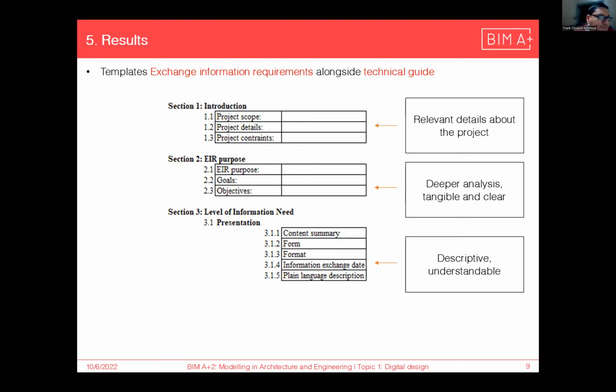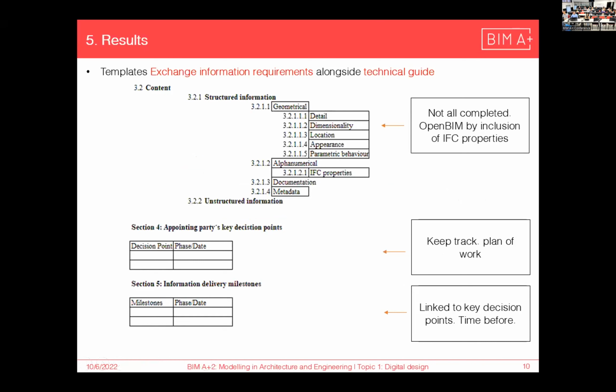Then section 3 presents the framework of level of information need. This is composed of 2 subsections. The first one is named presentation, comprising the contents, summary, format, form, information exchange date, and description in plain language. This first subsection is intended to be descriptive. The second subsection, next, is named content and is divided in structured information and unstructured information.